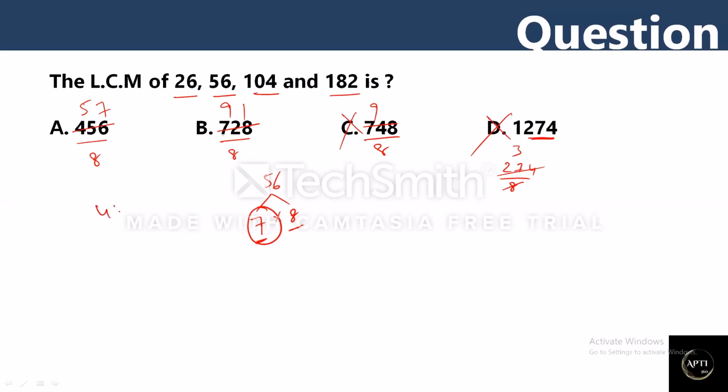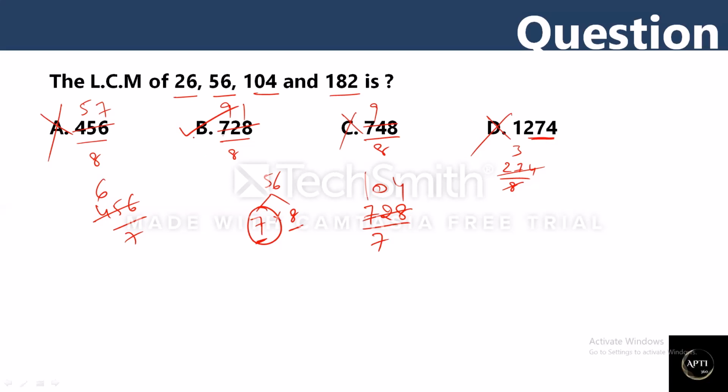Now 456 divided by 7. Is that satisfied? 7 how many times? 7 6 are 42, 36, 7 5 35, but it is not satisfied. So option A not satisfied. So the only option which is left out is option B. If you want, you can cross check with that. 728 divided by 7, 7 1 times, 7 4 times, right? So 104, it is exactly divisible. So option B is correct.